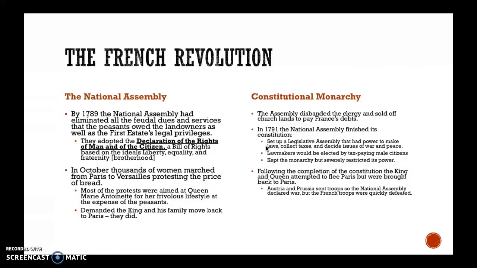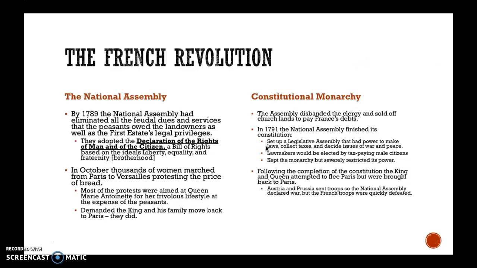In October, though, thousands of women marched from Paris to Versailles, which, just so you know, is about 22 miles, protesting the price of bread. Most of the protests were aimed at the queen because the monarch and his queen were having this super frivolous lifestyle, with ice and all sorts of really fancy desserts, and they were paying for all these nobles to stay there, and they demanded that the king and his family move back to Paris.